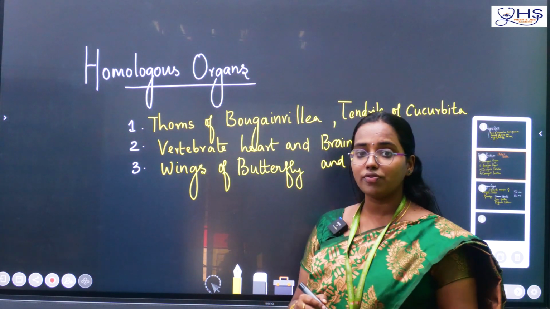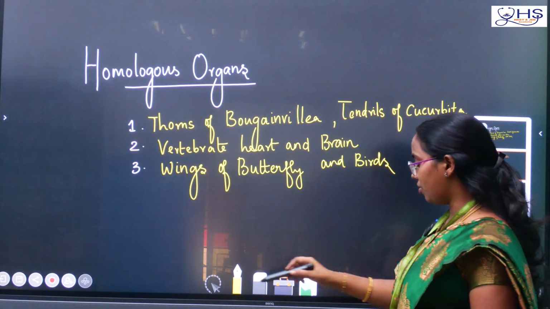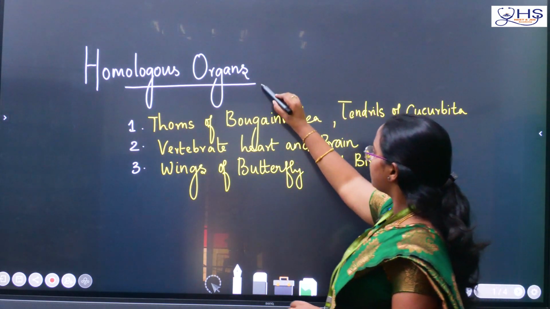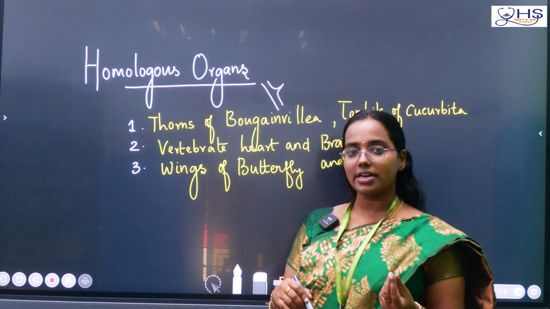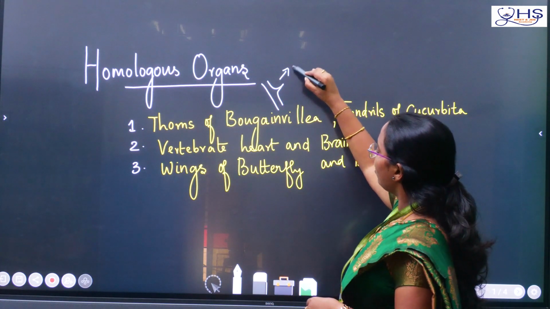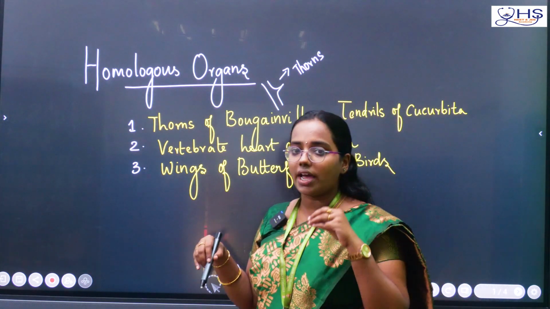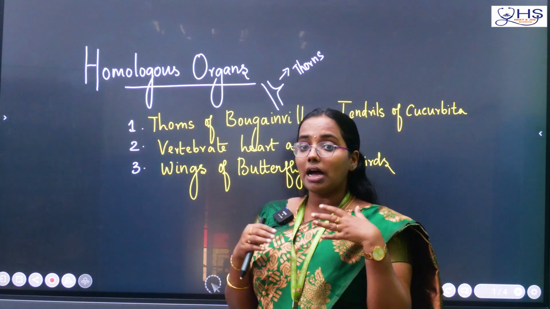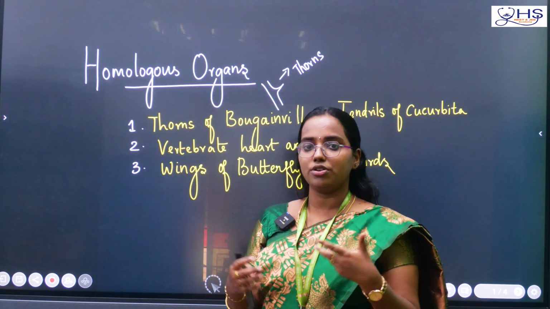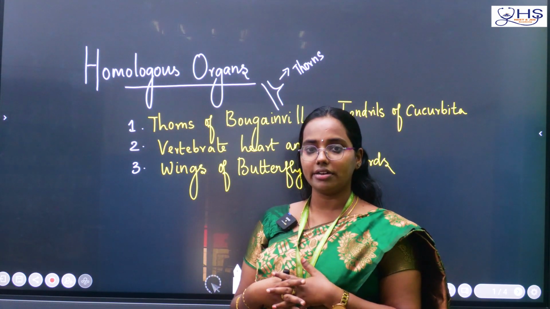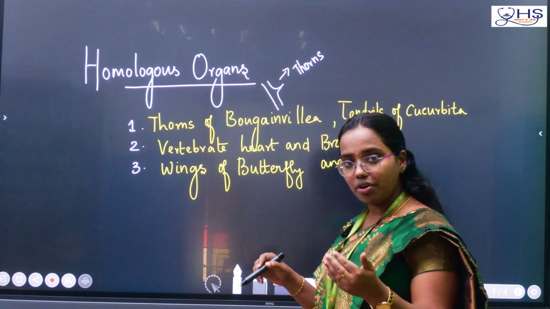These are some examples of homologous organs. First is thorns of bougainvillea and tendrils of cucurbitae. So what is thorn? Thorn is some structure which is used for protection and it is a modification of stem. It arises from stem. So this is called thorn. When any of the animal is trying to graze the particular plant, then the plant wants to give some negative feeling to the animal, the predator. So it has developed some kind of thorns to protect itself from the predators and the disturbances. So now thorn is nothing but a modification of stem.